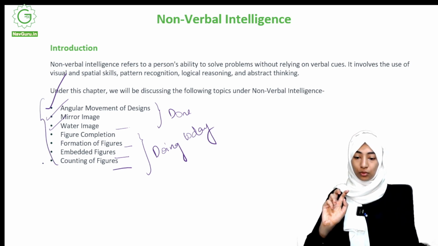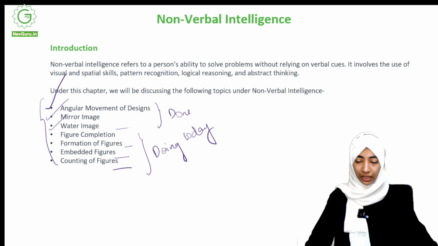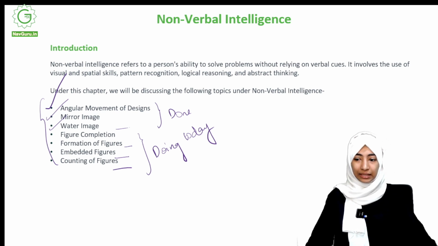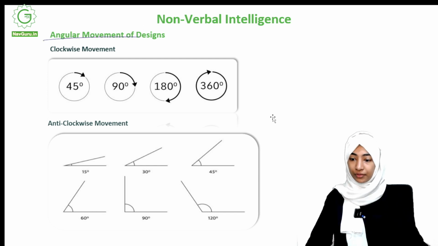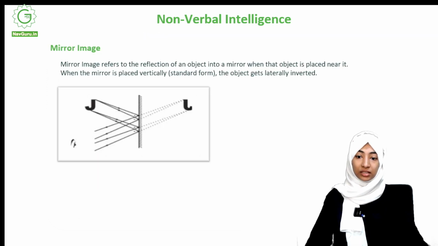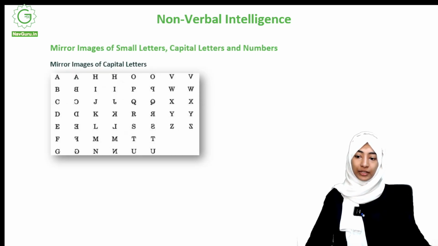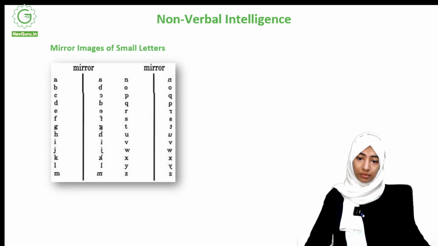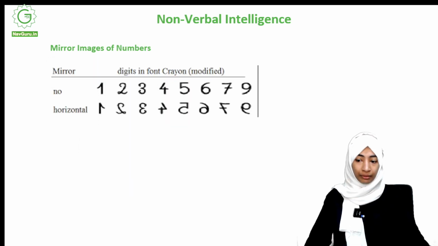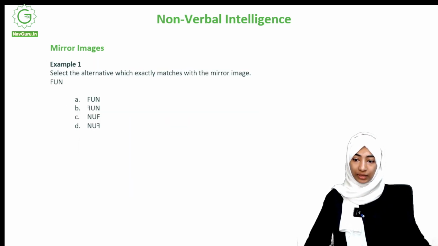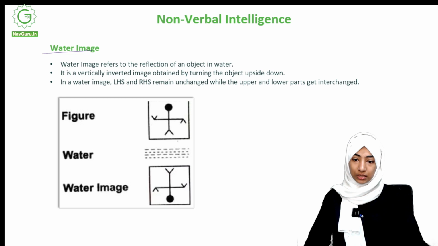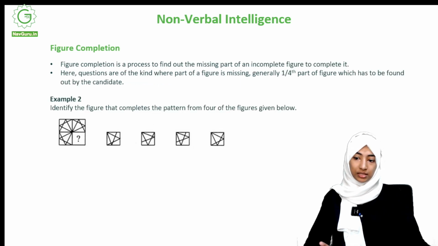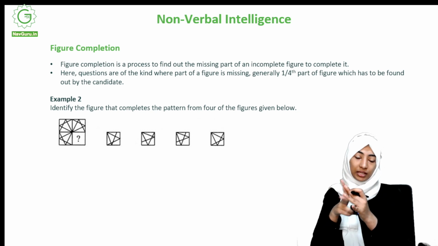So moving on, not a recap exactly, but we'll just skim through the topics that we've already learned. We learned about angular movement of the signs, in which we learned clockwise and anti-clockwise movement. Then we learned mirror image, and a couple of things related to that: mirror images of capital letters, mirror images of small letters, mirror images of numbers. Then we did one question, and then we learned water image. That's where we ended. So 3 things: angular movement, mirror image, water image. These are the things that we have learnt.